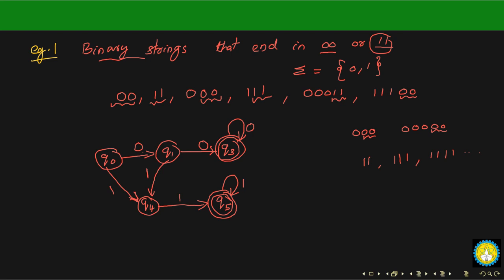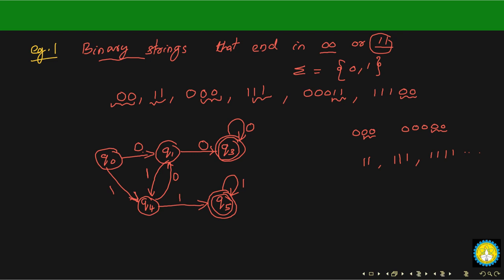Similarly, from Q4, if you're getting a 0, we'll go to Q1, hoping that if you get one more 0, we'll be in one of the final states. So we'll be in Q3, and that's a final state. So that transition is also defined.